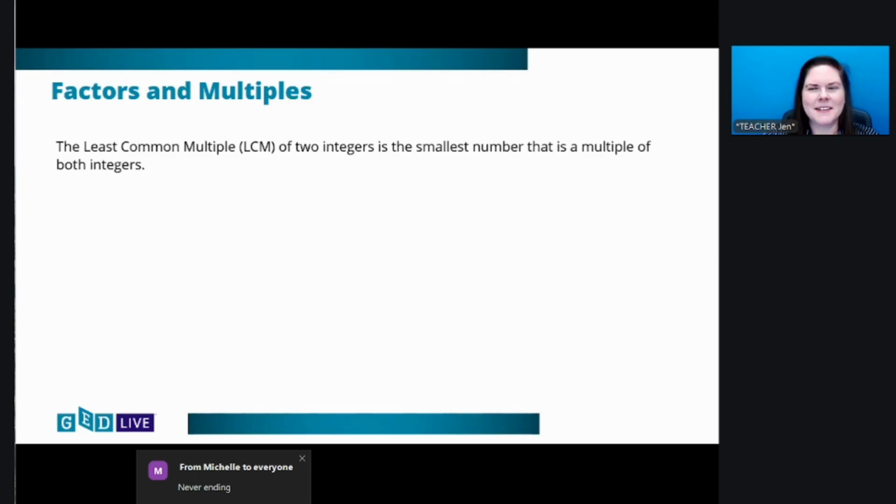Be careful about that, Connor. That's not accurate. All right, so the LCM is the smallest number that is a multiple of both integers.